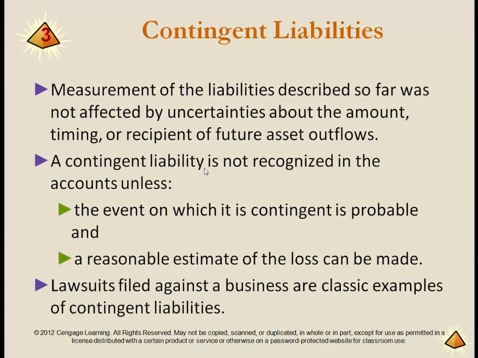Contingent liabilities are a little bit different than unearned revenue. Contingent liabilities are really things that come based off of the business. And if you notice, the event is contingent on it being probable and a reasonable estimate of the loss can be made. Lawsuits filed against the business are classic examples.